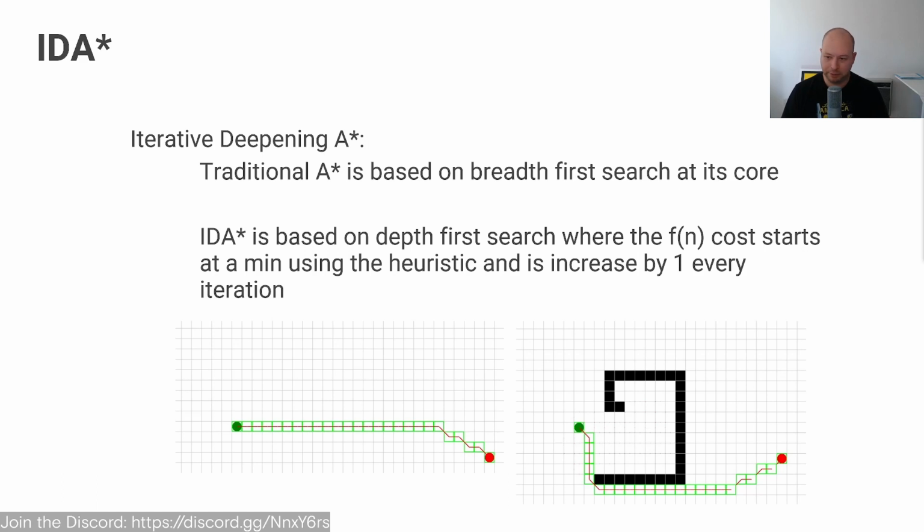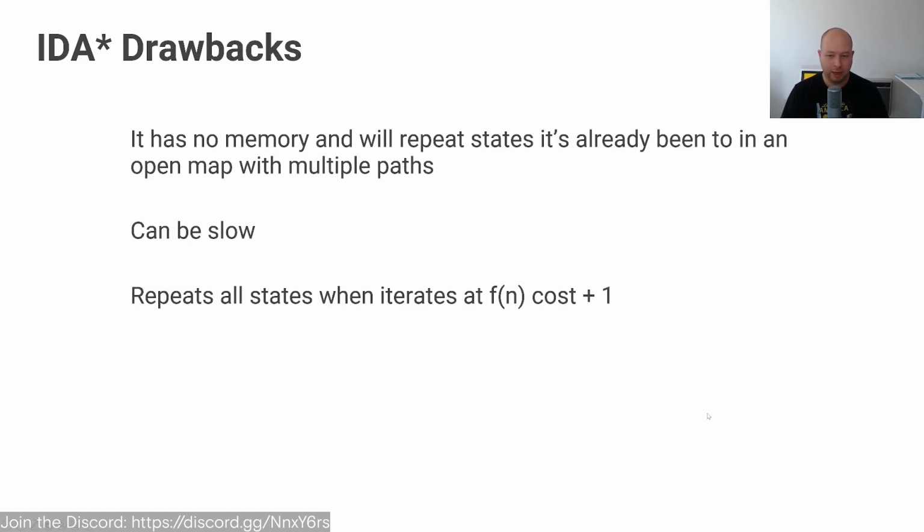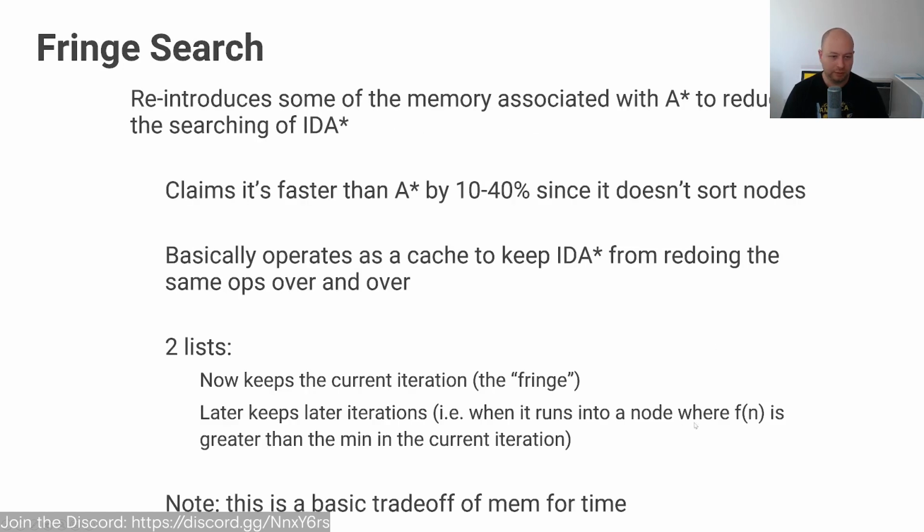Now, it can be problematic if you choose the wrong one. You can get stuck in a really bad one. Also, it has a memory limitation. It can be slow, and it will repeat a lot of states as well. So fringe search reintroduces some of the memory ideas of A star to reduce the searching of iterative deepening A star. It claims it's faster than A star.